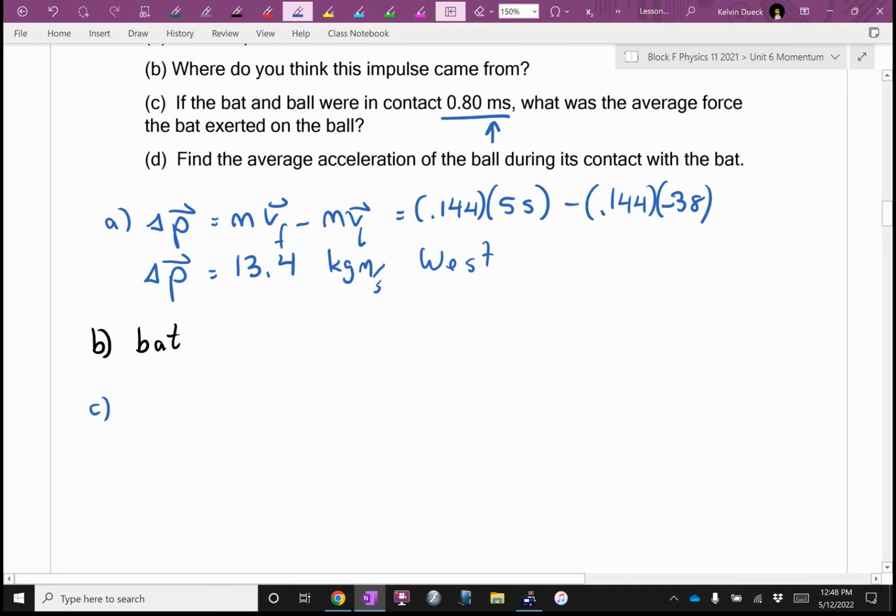What did we find in part A, Ella? Is there a version of impulse that has force in it? So everybody, I would now write this. Delta P also equals F times delta T, but I'm too lazy to write the delta.